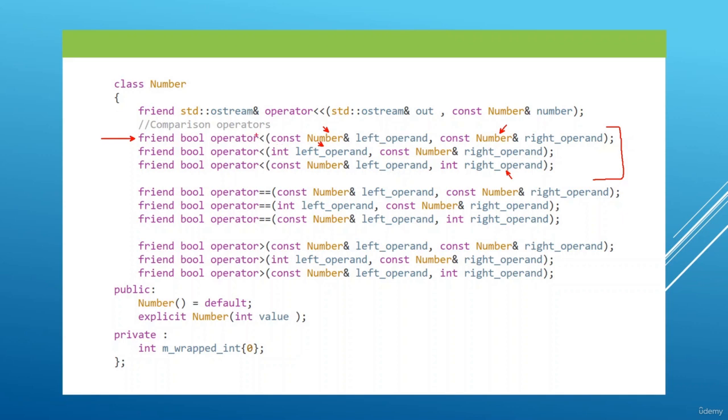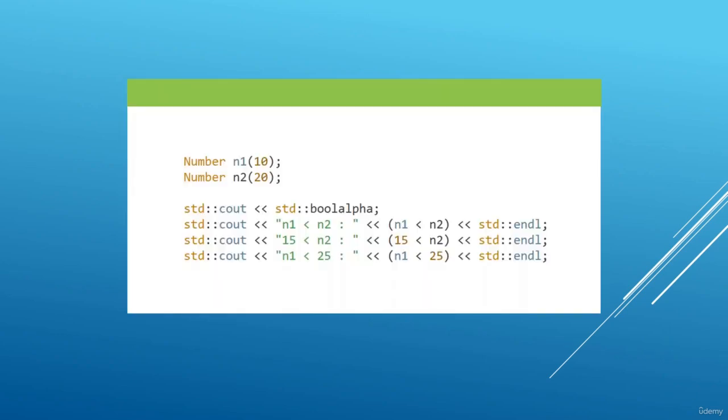One set of overloads for less than, one set of overloads for equals, one set of overloads for greater than, and all the other remaining operators. And only then is our code here going to work. So let's head over to Visual Studio Code and play with this a little more.